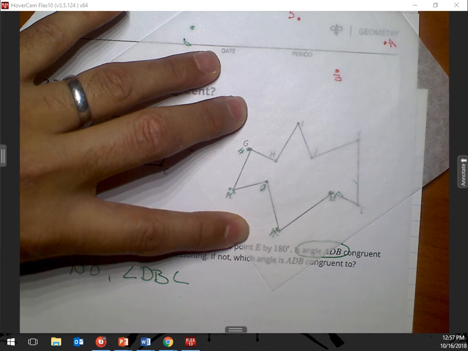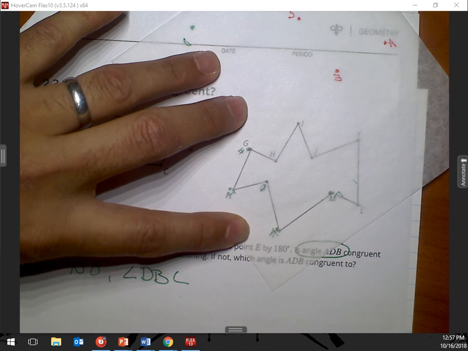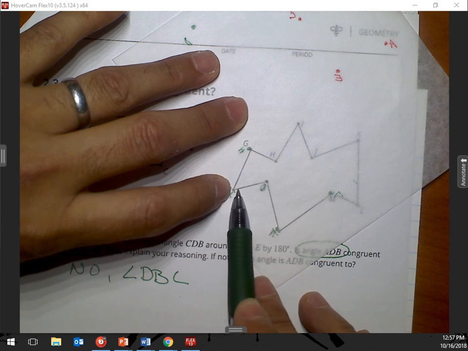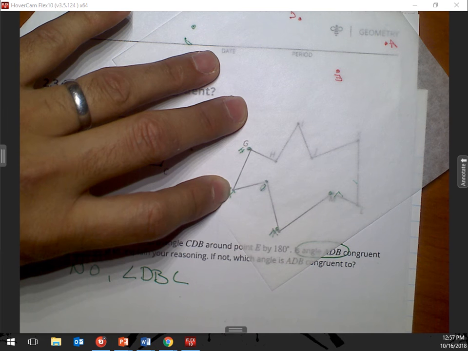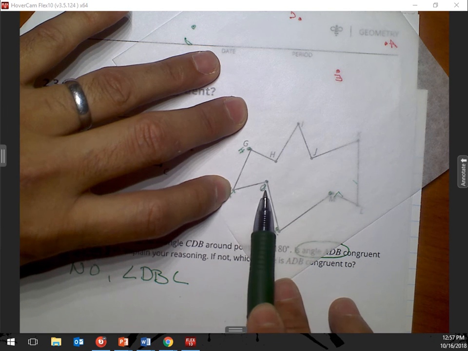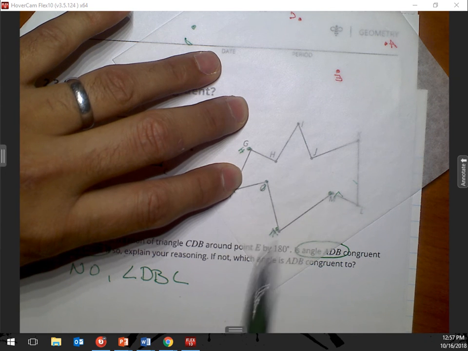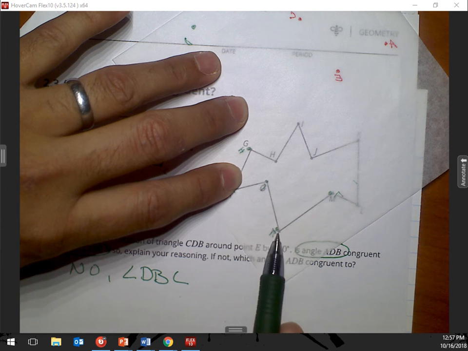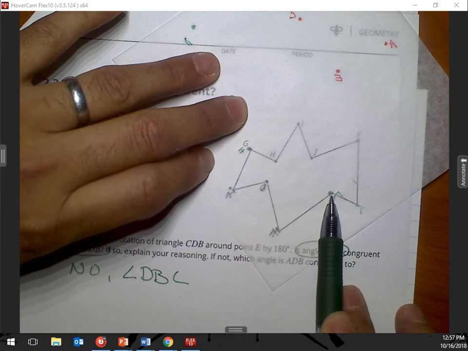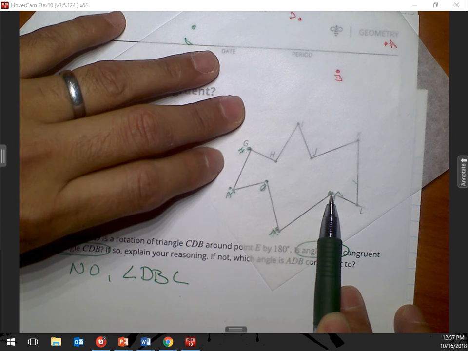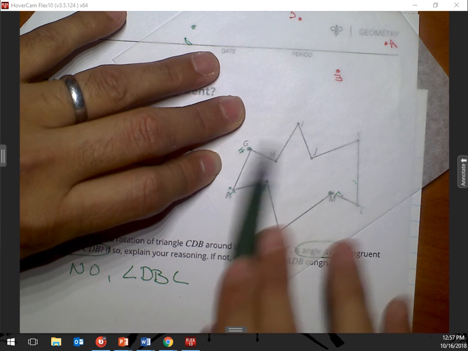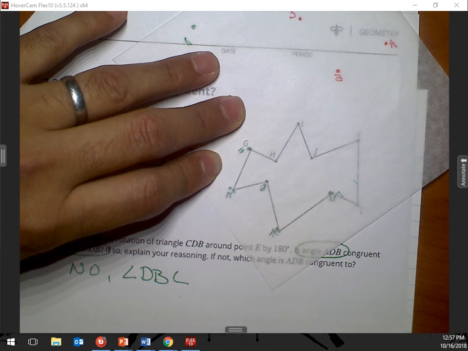I is supposed to go on to F. J is on to O. K is on to N. And L is on to M. Does it line up there? Yes. It does line up, doesn't it? So by using the patty paper, it lines up.